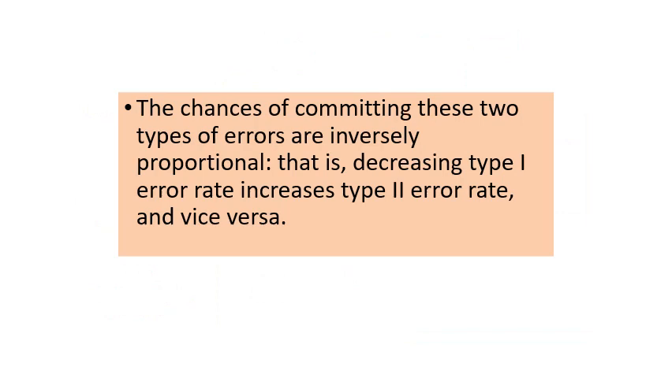Okay, so the chances of committing these two types of error are inversely proportional. So you have to take note of that. That is, when you decrease your type 1 error, your chances of increasing your type 2 error also increase, and vice versa. That is why you don't have to be very stringent, and that is why the level of significance that you set is always 0.05.